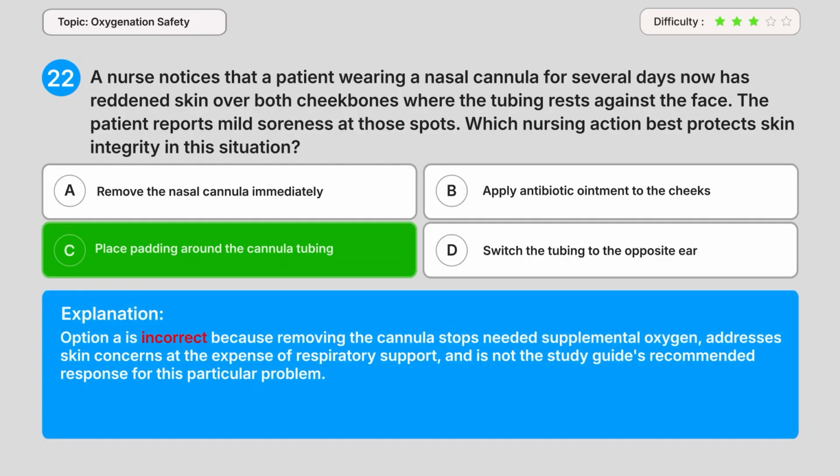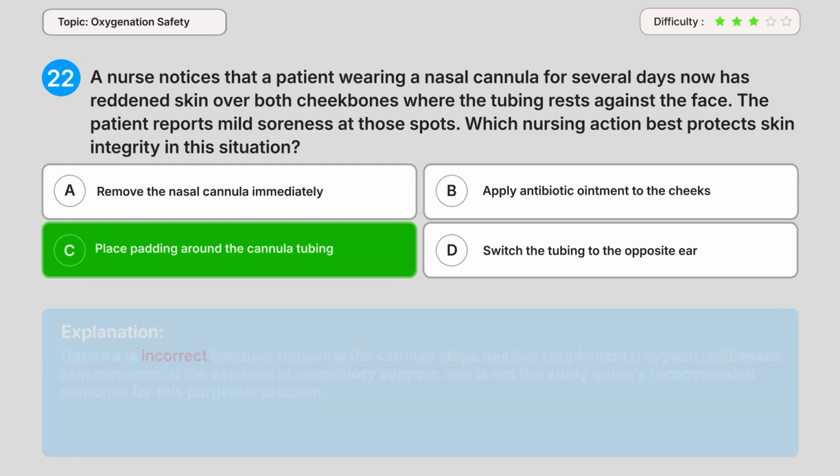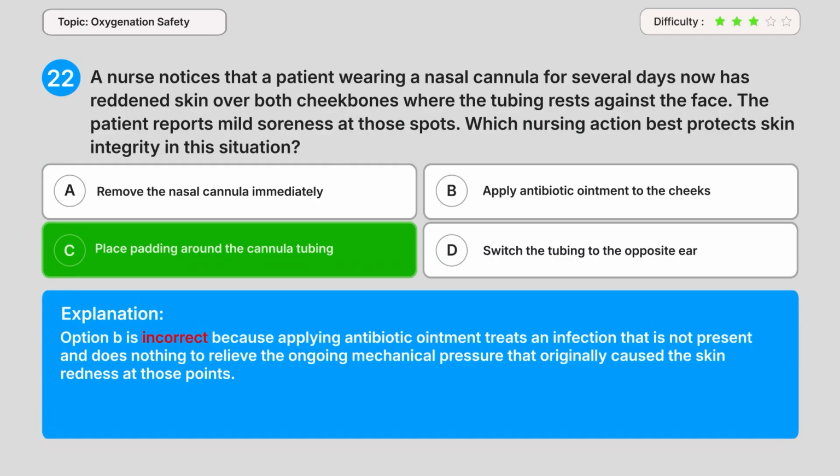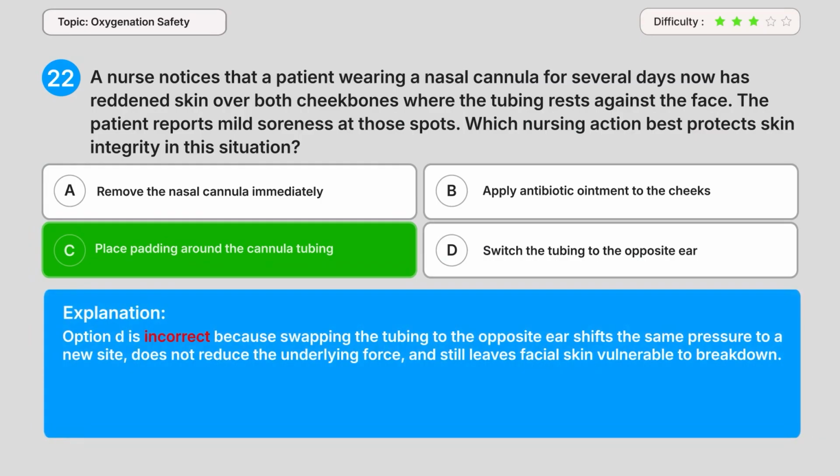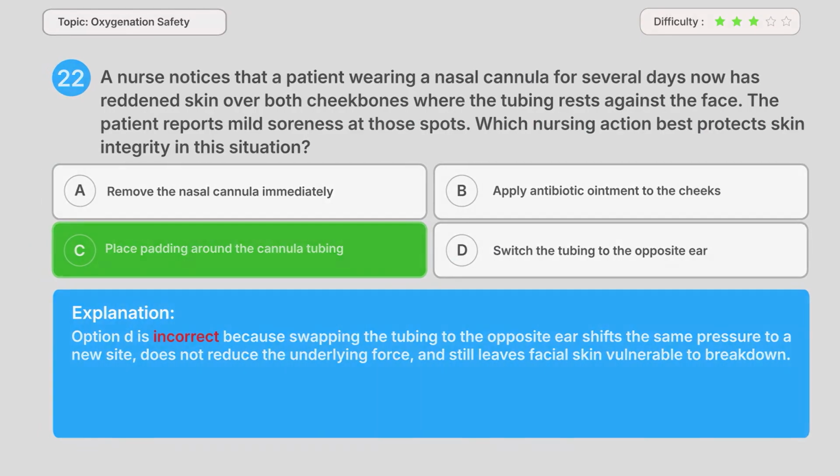Option A is incorrect, because removing the cannula stops needed supplemental oxygen, addresses skin concerns at the expense of respiratory support, and is not the study guide's recommended response for this particular problem. Option B is incorrect, because applying antibiotic ointment treats an infection that is not present and does nothing to relieve the ongoing mechanical pressure that originally caused the skin redness at those points. Option D is incorrect, because swapping the tubing to the opposite ear shifts the same pressure to a new site, does not reduce the underlying force, and still leaves facial skin vulnerable to breakdown.